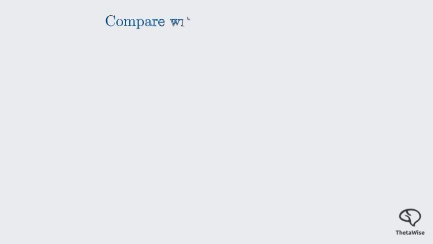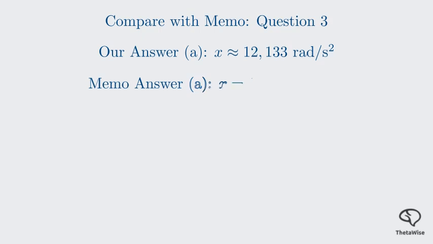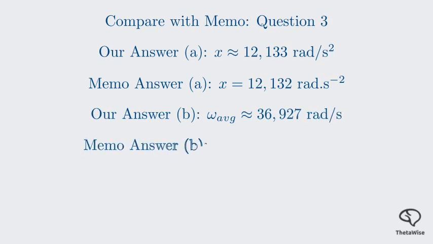Let's compare our solution for question 3 with the memo's solution. We'll check each part one by one. For part A, the angular acceleration, we calculated approximately 12.133 radians per second squared. The memo's answer is 12.132, which is essentially the same, just a slight difference in rounding. For part B, the average angular velocity, we calculated approximately 36.927 radians per second. The memo has 36.927 as well. This time our answers match perfectly.